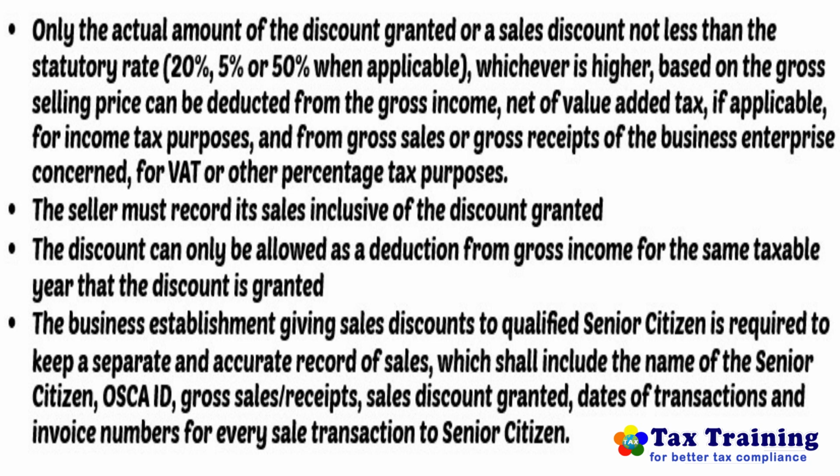So the seller must record its sales inclusive of the discount granted, and the discount can only be allowed as deduction from gross income for the same taxable year that the discount is granted. The business establishment giving sales discount to qualified senior citizen is required to keep a separate and accurate record of sales, which shall include the name of the senior citizen, OSCA ID, gross sales, receipt, sales discount granted, dates of transaction, and invoice number for every sale transaction to senior citizen.